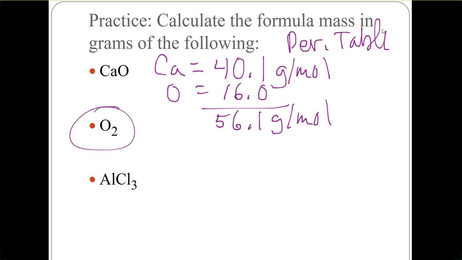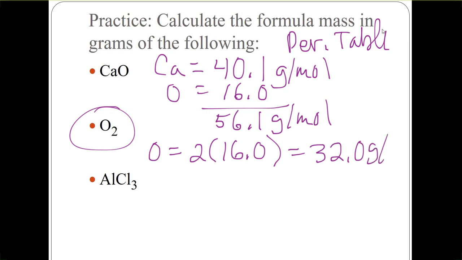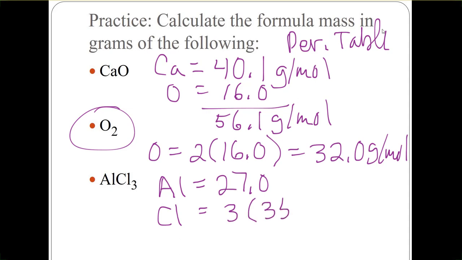All right, let's look at O2. So this is oxygen, but I have 2 of them. So I can multiply my 16 that I look at my periodic table by 2, or I can do 16 plus 16. Either way, I'm going to get the answer 32 grams per mole. And let's look at this next one. So we have aluminum is the 27.0, and chlorine, I have 3 of them, and I'm going to multiply 35.4 by 3. And that is 106.2.